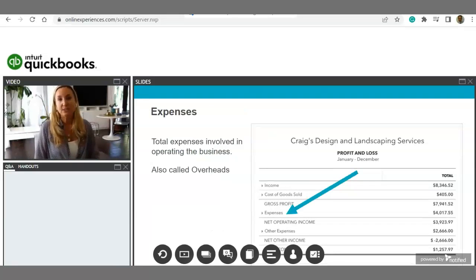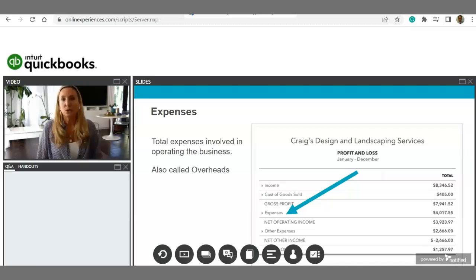Then we also have indirect expenses, which are all the other expenditures that are involved in operating the business. They may not be things that you're selling as your product or service, but they'll be things like rent, marketing expenses, things like that.